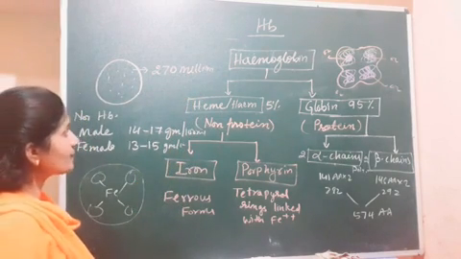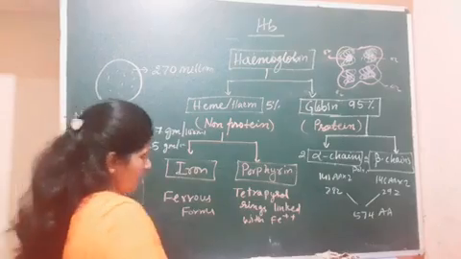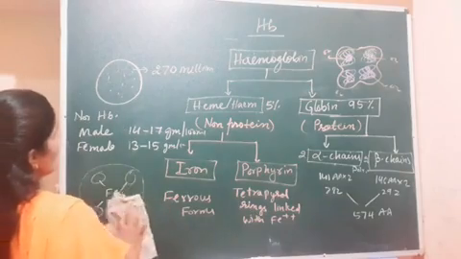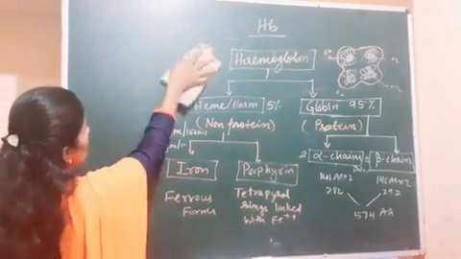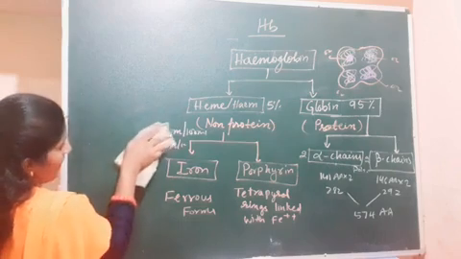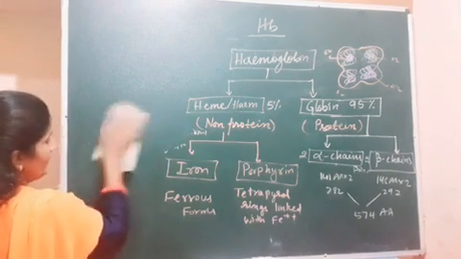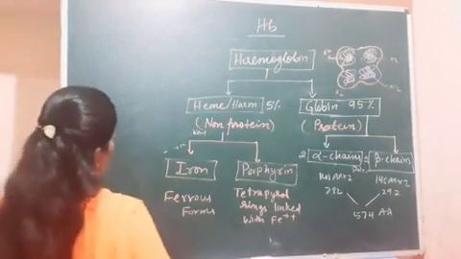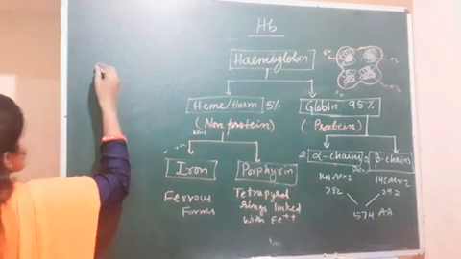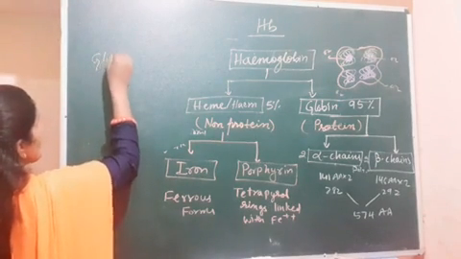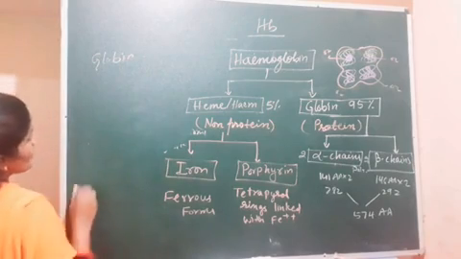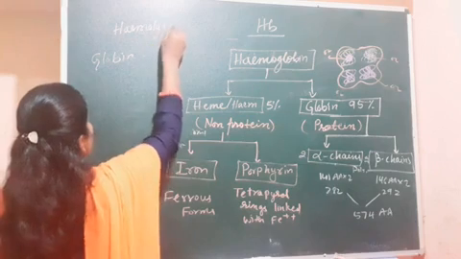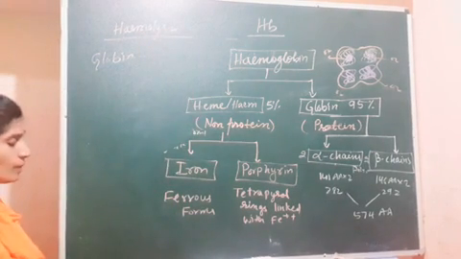So this is the structure of hemoglobin. And then we will see how the hemoglobin gets broken down in the liver. When the RBCs are destroyed, they are destroyed in the liver and spleen. And when they are destroyed in the liver and spleen, what is formed? The globin molecule. That process is called hemolysis. Hemolysis means breakdown of hemoglobin.